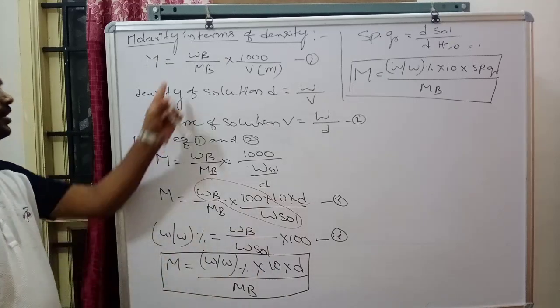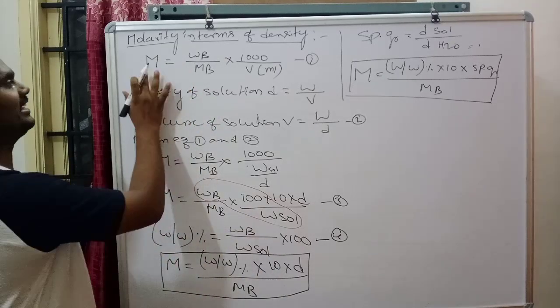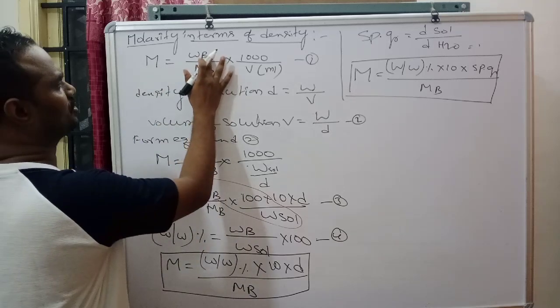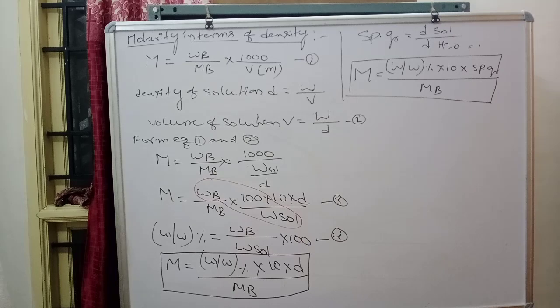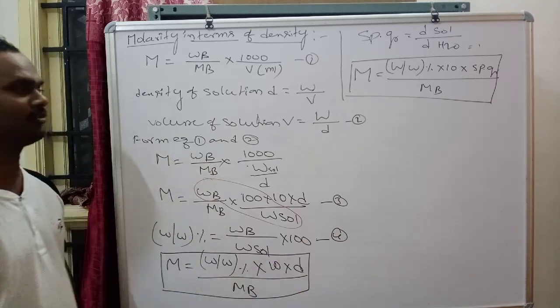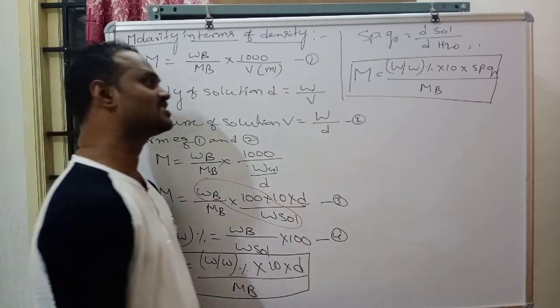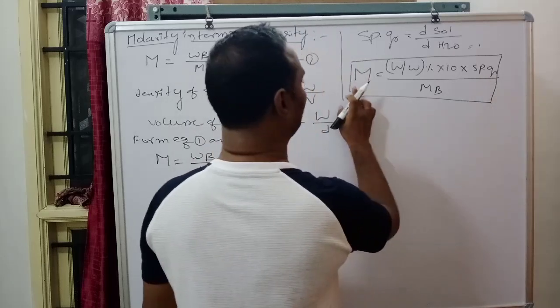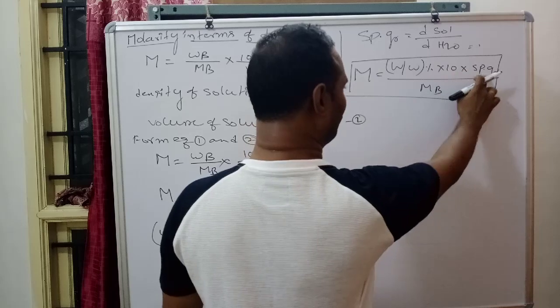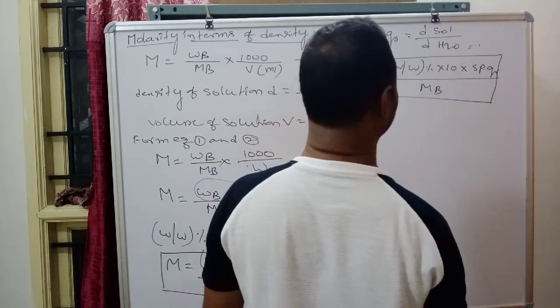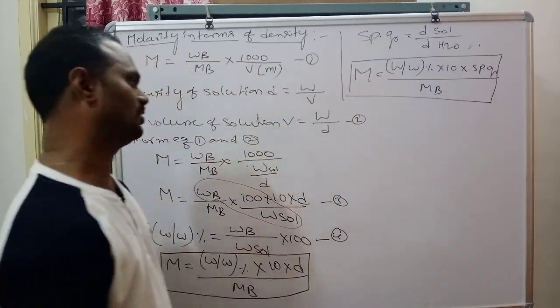First formula, what is it? Molarity calculation by giving the mass of solute and molar mass of solute. Next one, if the density is given, this formula we are using. Instead of density, if they give specific gravity, molarity equals mass percentage into 10 into specific gravity whole by molar mass of solute.